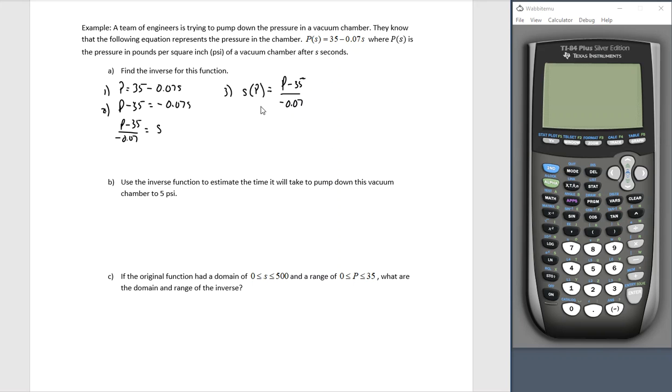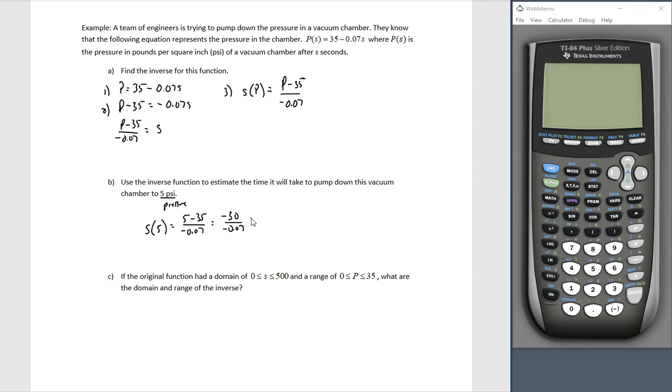Use the inverse function, so it tells us which one to use, to estimate the time it will take to pump down this vacuum chamber to 5 psi. So this is a pressure. I input a 5, so the number of seconds to come down to 5 psi is 5 minus 35 over negative 0.07.